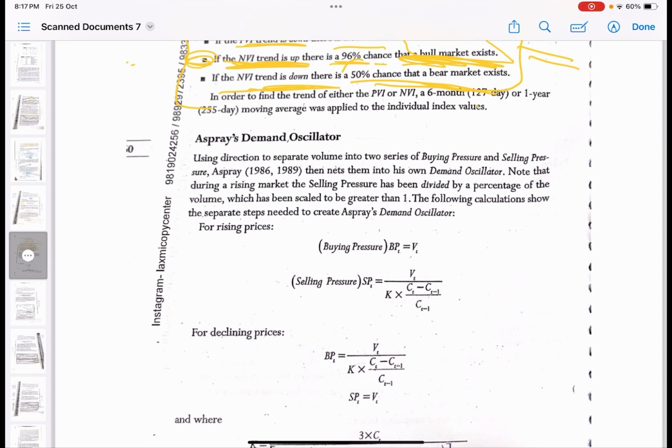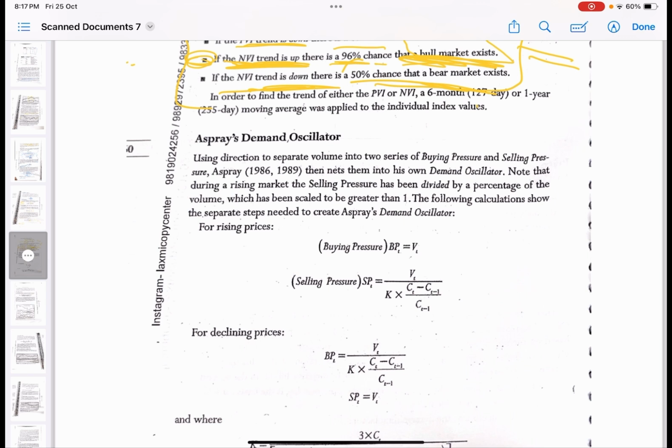Using direction to separate volume into two series of buying pressure and selling pressure, Asprey then nets them into his own demand oscillator. Like we've studied about the buying pressure and the selling pressure in the previous part, Asprey's demand oscillator basically uses the same concepts which we have discussed earlier, and he has created his own demand oscillator.